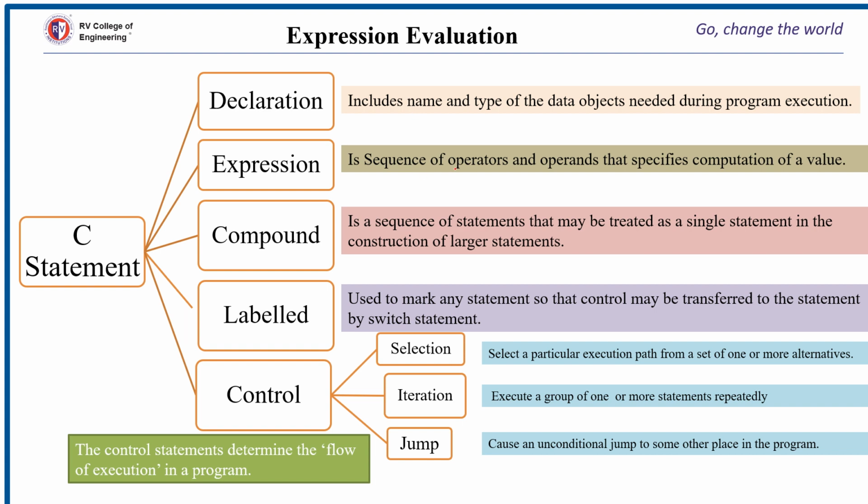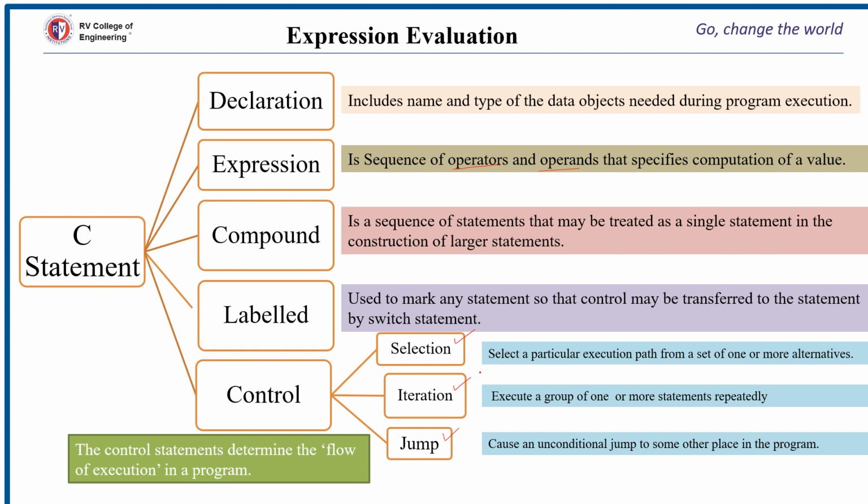Expression is a combination of an operator and operands that yields a specific value. A compound statement is a group of statements that is considered as a single statement for execution. Labeled statement is used to mark a statement and to get control to that point. Control statements determine the flow of execution in a program. They can be classified into selection, iteration, and jump.